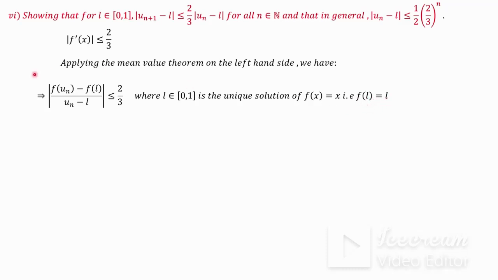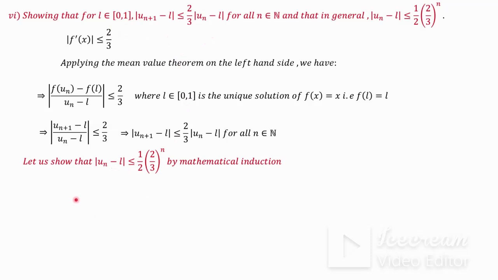So replacing f of L by L, and f of un, which is actually our un plus 1, we have the absolute value of un plus 1 minus L divided by un minus L less than or equals to 2/3. So we have simply replaced the value of f of un, which is actually un plus 1, and the value of f of L, which is actually L here. Yes. So from where we then get the absolute value of un plus 1 minus L to be less than or equals to 2/3 times the absolute value of un minus L for all n belonging to the set of all natural numbers, which was required for us to prove the first part here.